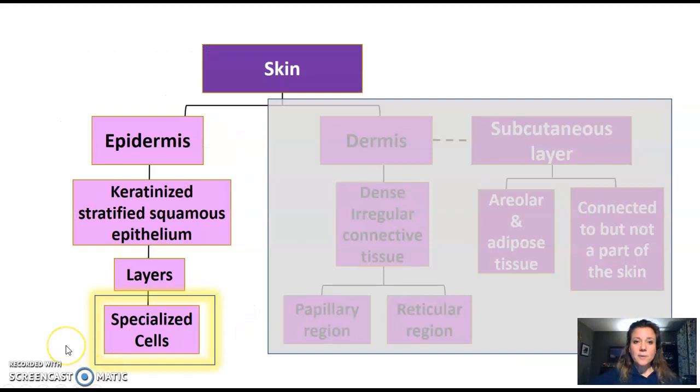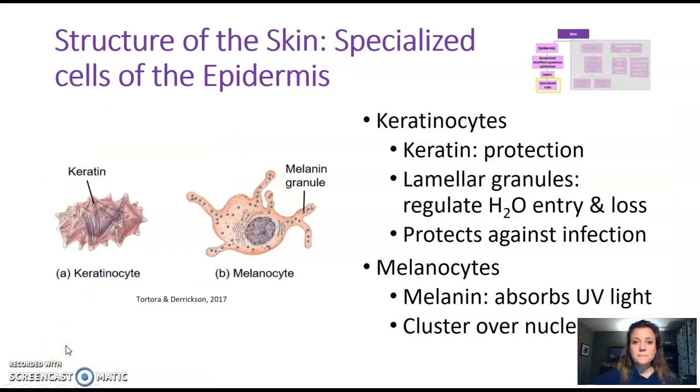All right, we're going to kick it off by talking about specialized cells. Keratinocytes are the cells that make up the layers of the epidermis. Again, that's the most superficial layer of the skin. They have tiny granules of protein called keratin. And they also have lamellar granules, which are going to help regulate water entry and loss. They're made out of lipids. The keratinocytes are also going to protect against infection.